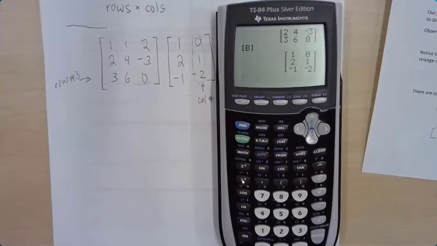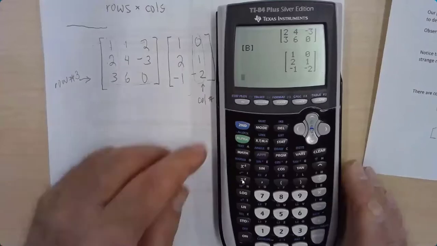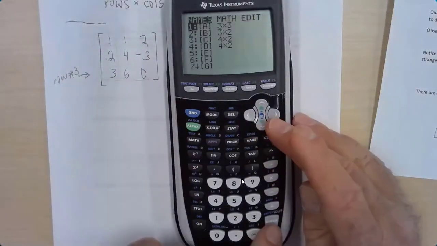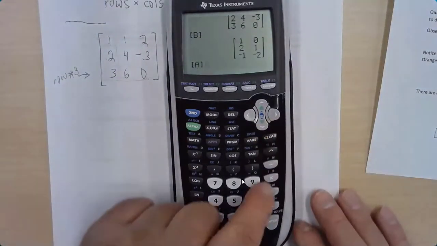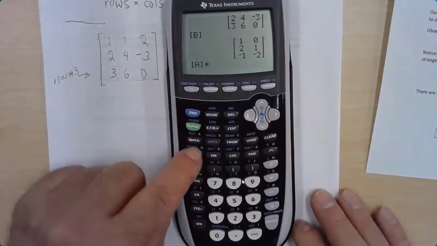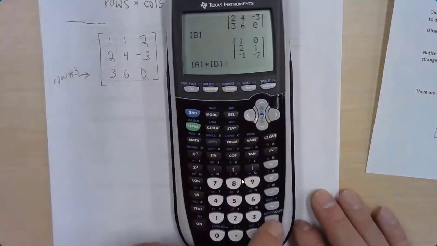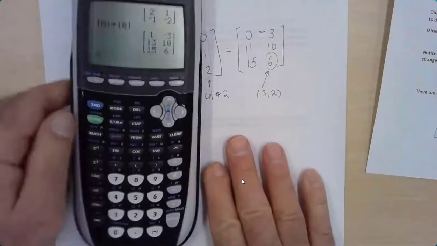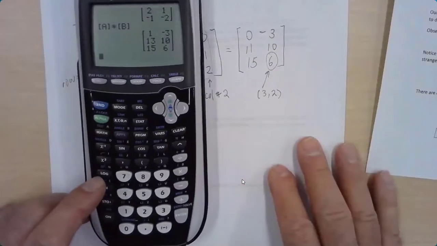Now, we can ask the calculator to multiply these for us. So all you do is you just use that names menu. I want A times B. And we almost agree.